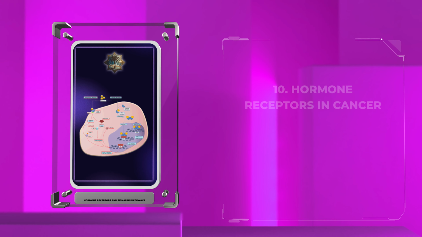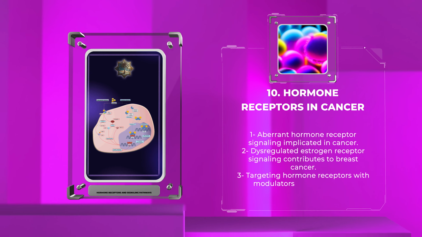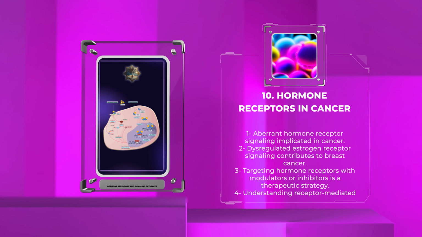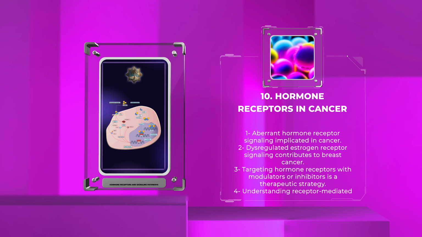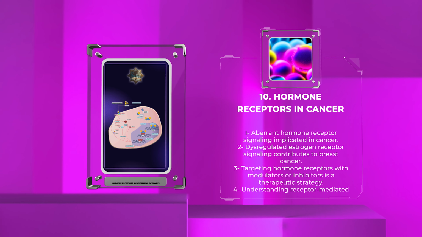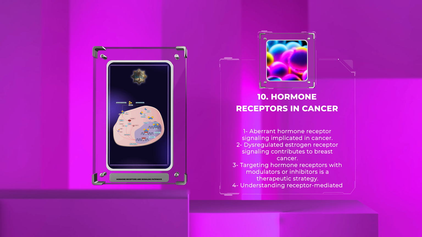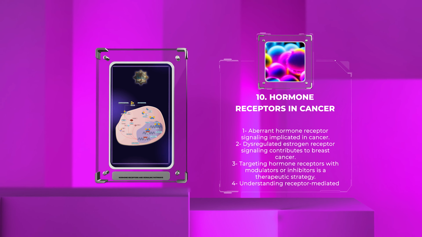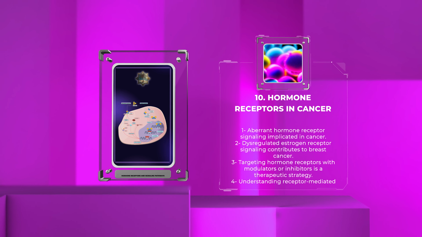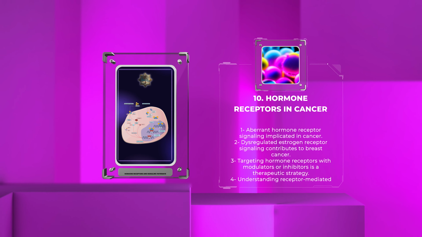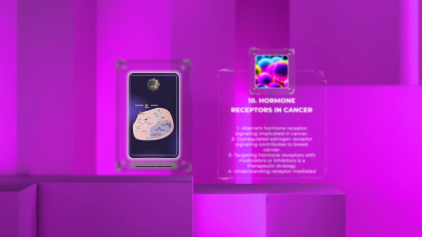Aberrant hormone receptor signaling plays a prominent role in various cancers. For instance, dysregulated estrogen receptor signaling contributes to breast cancer development and progression. Targeting hormone receptors with selective modulators or inhibitors has emerged as a valuable therapeutic strategy in managing hormone-related cancers. Unraveling the intricacies of these receptor-mediated pathways aids in personalized medicine approaches and the development of novel therapies.